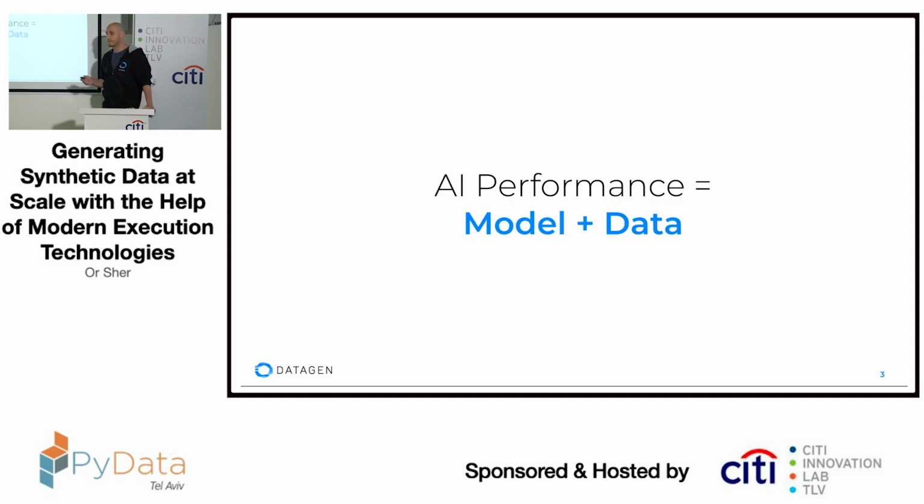AI performance, as was said before, is comprised of two main factors. The first of them is the model and its quality, and the other one is the data that the model was trained with. There are a lot of ongoing efforts to make the models much better, much faster, much bigger, and more generalized. But the data part, which has lots of potential, is not being used to its fullest.